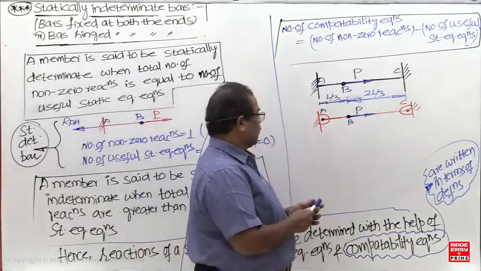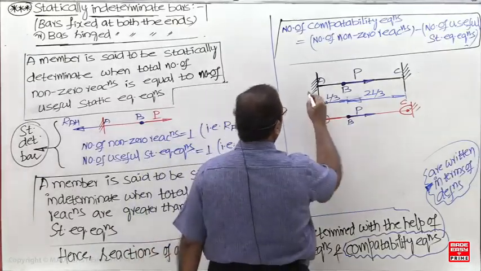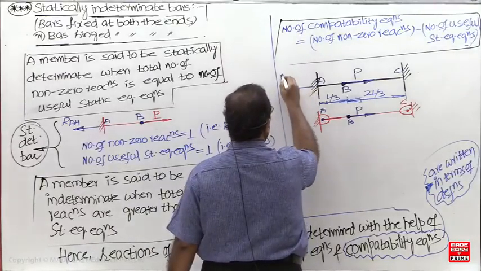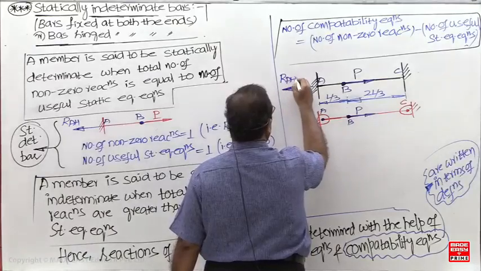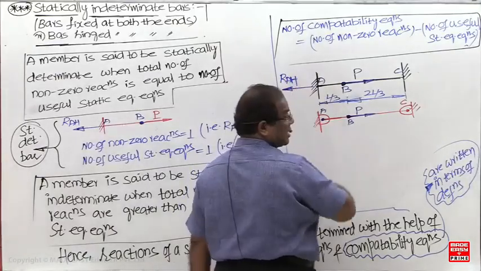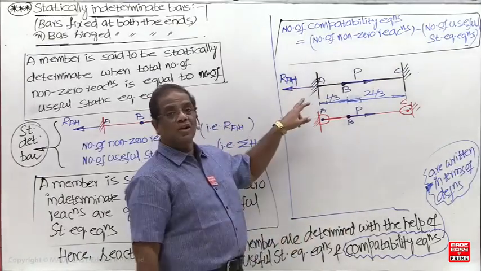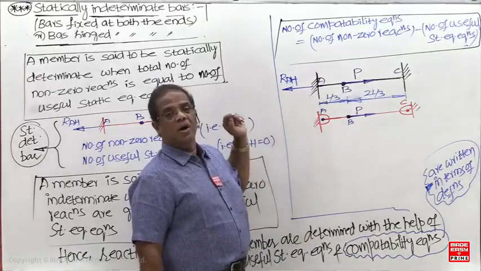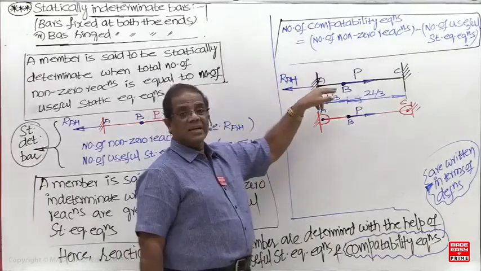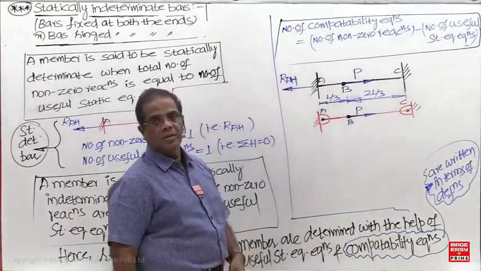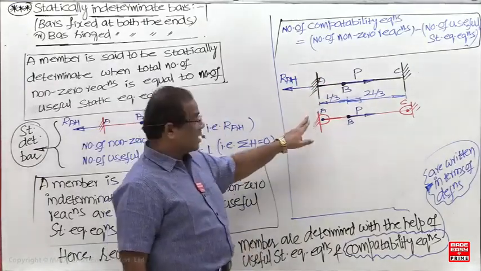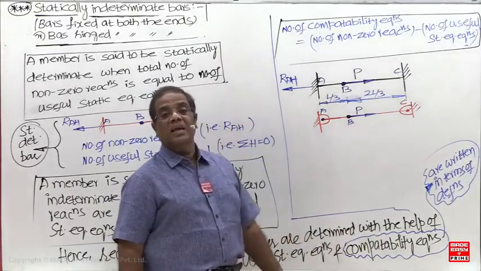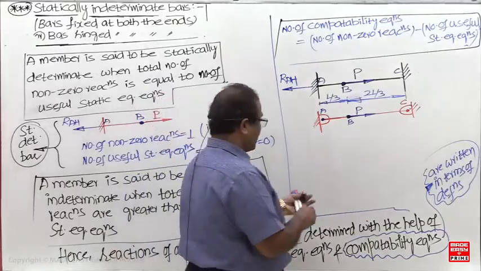So in both cases, which reactions are non-zero now? Out of the 6 reactions, how many are non-zero? Only 2 are non-zero, 4 are 0: 2 vertical reactions 0, 2 moment reactions 0. Here total reactions are 4, here 2, here 2. Out of the 4 reactions, 2 are 0. 2 vertical reactions 0, only the horizontal reaction will be here now.